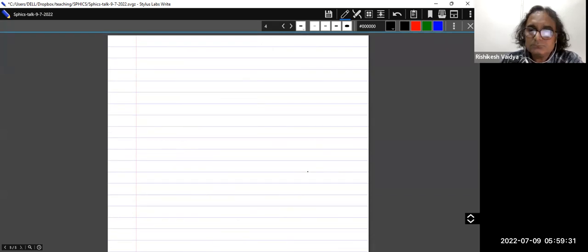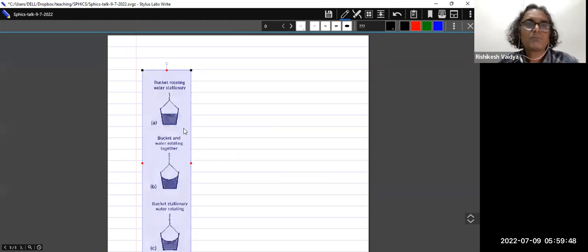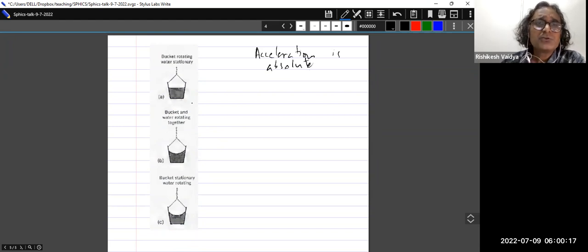But now, how did Newton prove that the acceleration is absolute? To show that, Newton performed an experiment. I'm sure you're all familiar with this experiment called the rotating bucket experiment. We have to prove that acceleration is absolute. So Newton said that he took a bucket. Is this diagram visible?